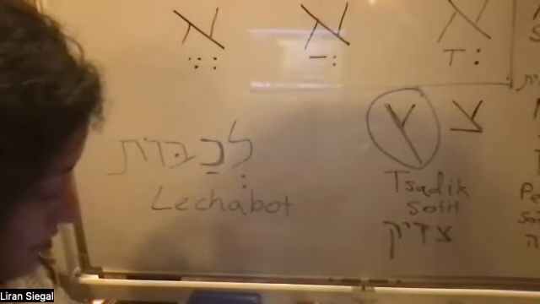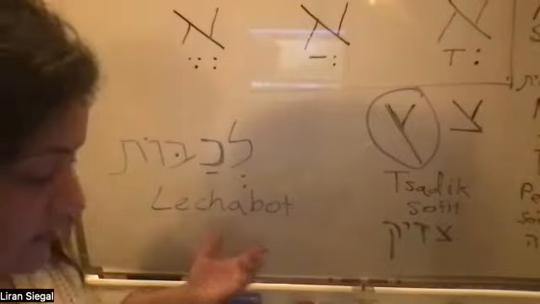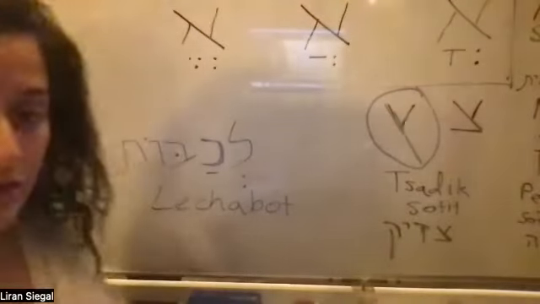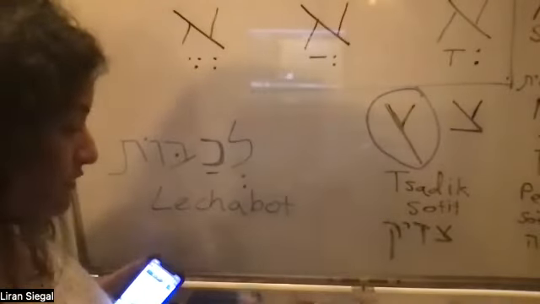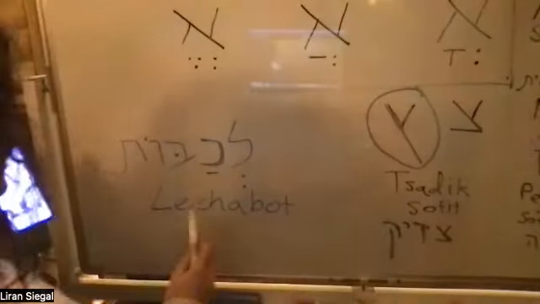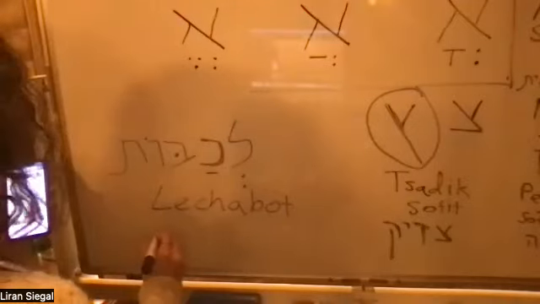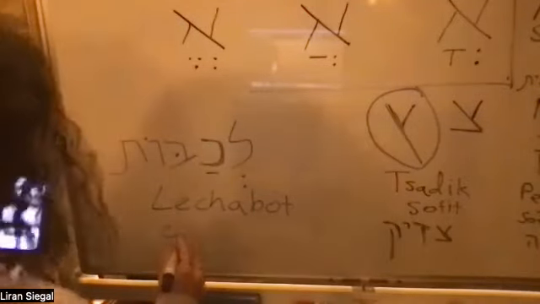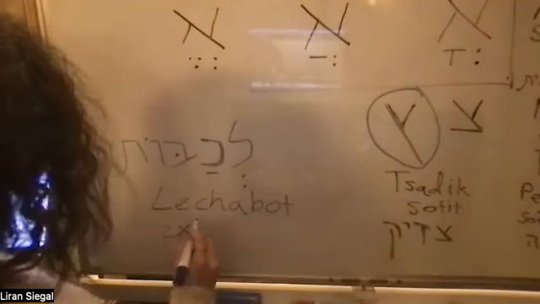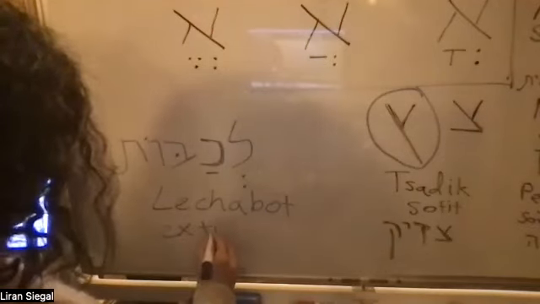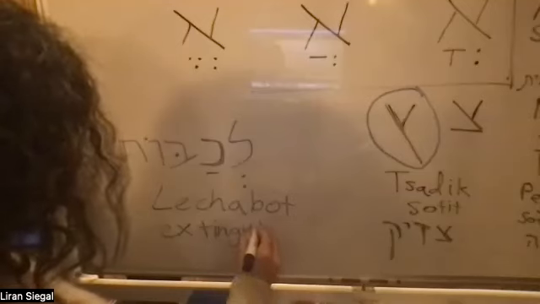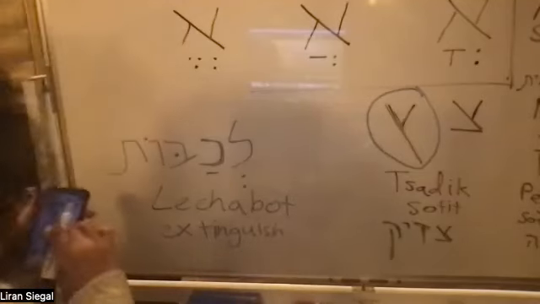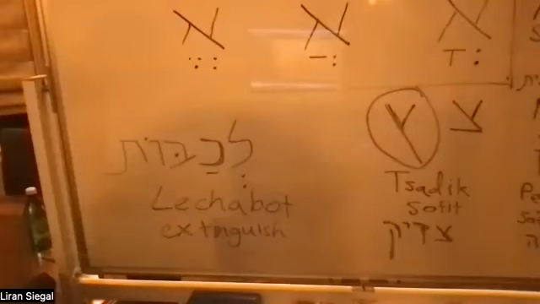So lechabot is to extinguish, to put out a fire. So lechabot is like you're coming to take out a fire, extinguish basically. Many waters cannot quench. That's from Song of Solomon. Yep, exactly. Song of Solomon. Extinguish. Okay, that's the word.